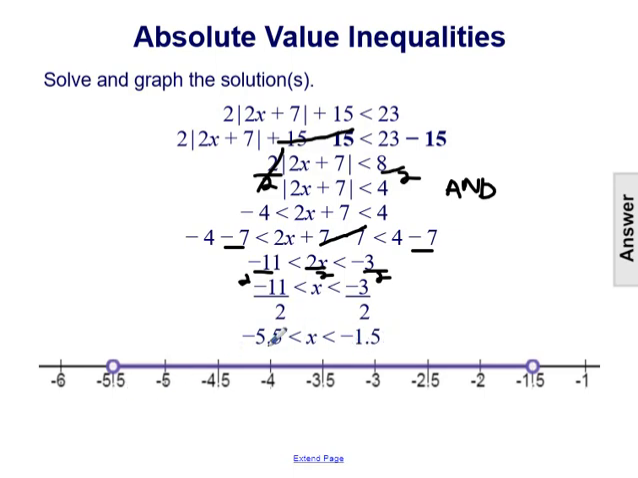We have negative 5.5 with an open circle, negative 1.5 with an open circle, and then we have all the shading in between. So our solution to this inequality, 2 times the absolute value of 2x plus 7 plus 15 is less than 23, is negative 5.5 is less than x is less than negative 1.5.